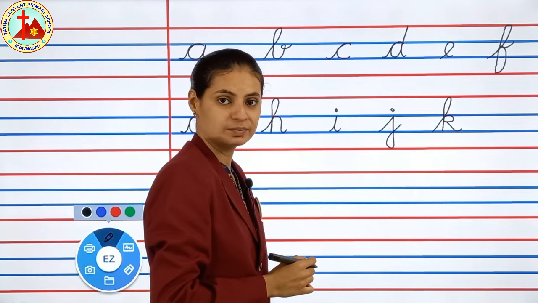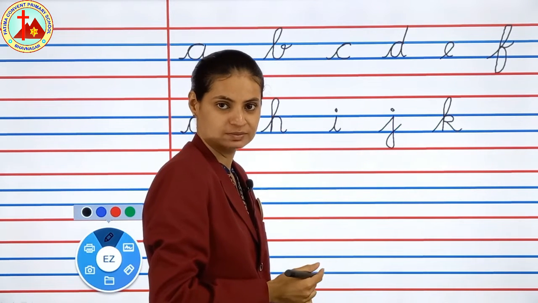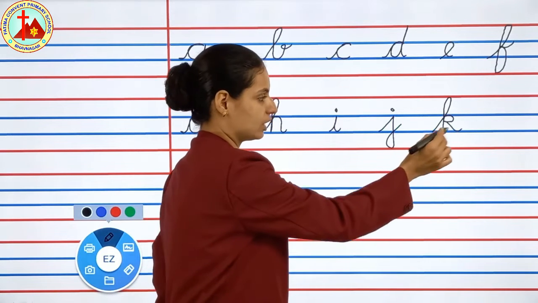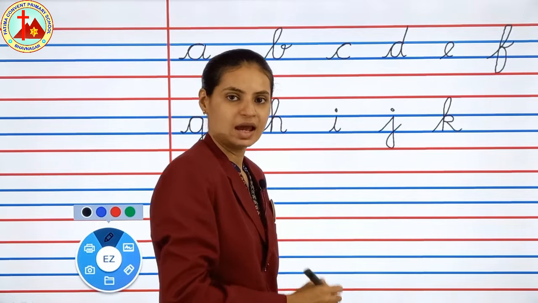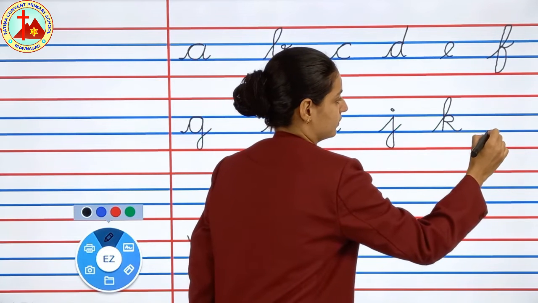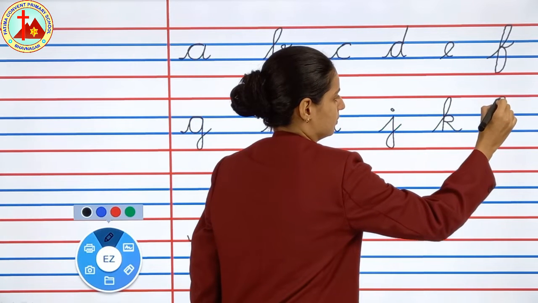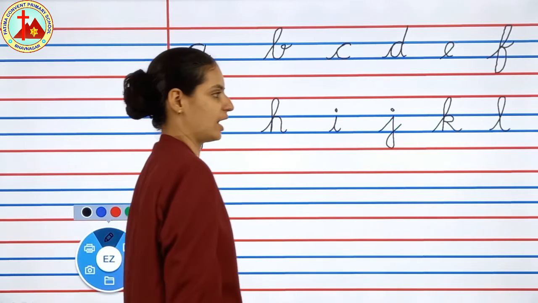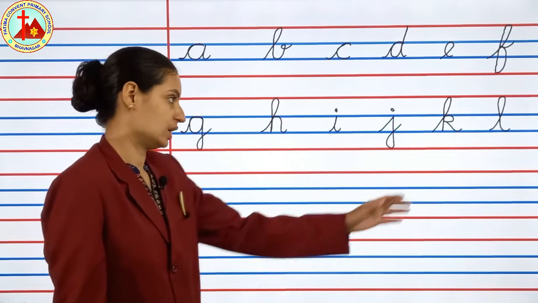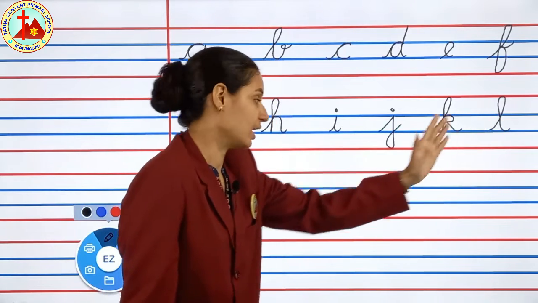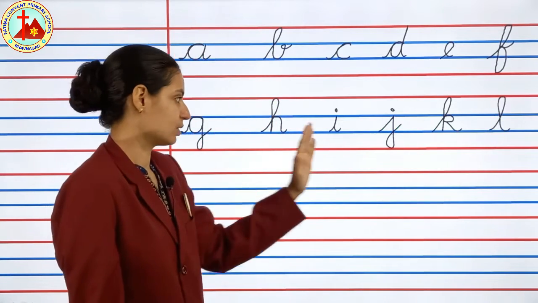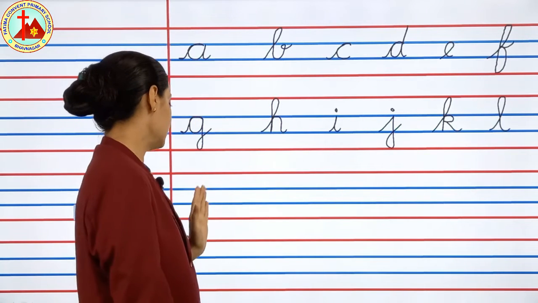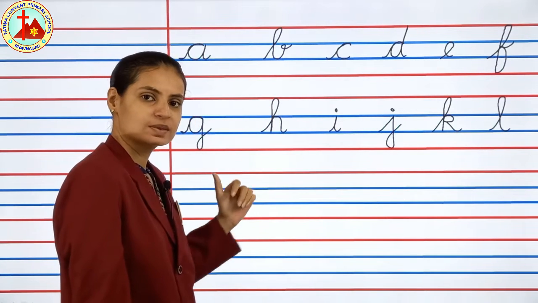Come on, tell me. Yes, T. Right? No. L. After K, the next letter is L. Make a loop in the L and touch the top right line. L. Now see here my line is over and we also have finished the 6 letters in this second line. Now we will move ahead to the third line.